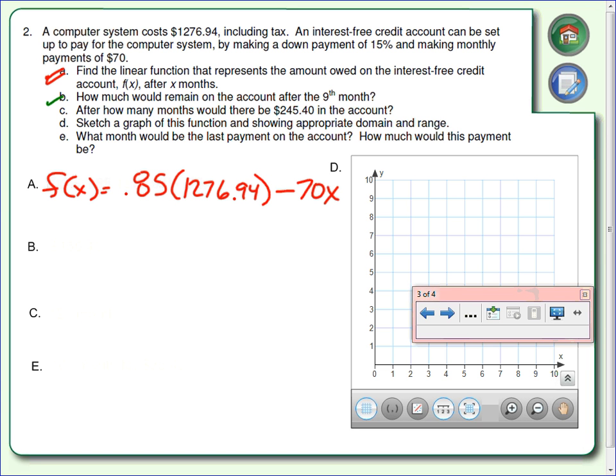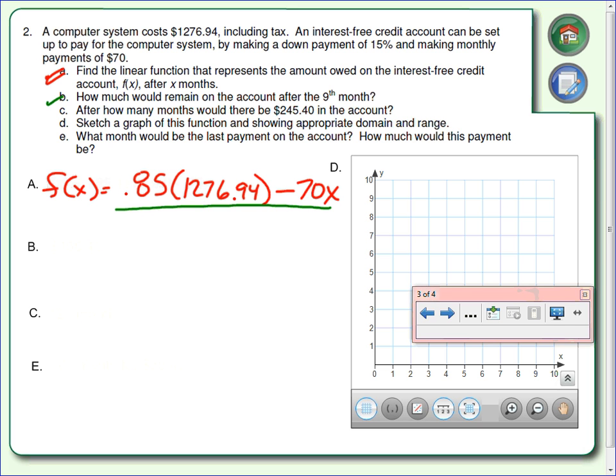So what I need you to do is go to your calculators and go to y equals. And if there's any equations that you have in y equals, go ahead and get rid of them. Delete anything that you have in y equals. And I want you to type in this equation right here in your calculator. You're going to type in 0.85 parentheses 1,276.94 minus 70x. Let's put that in our calculator. Minus 70x.